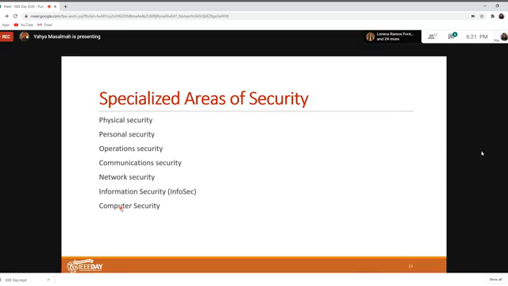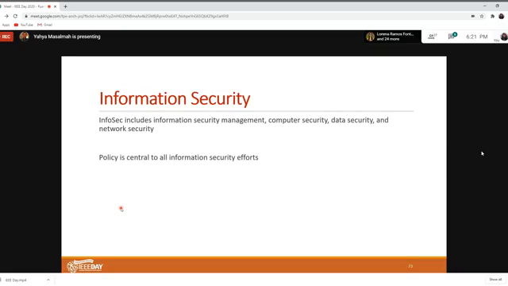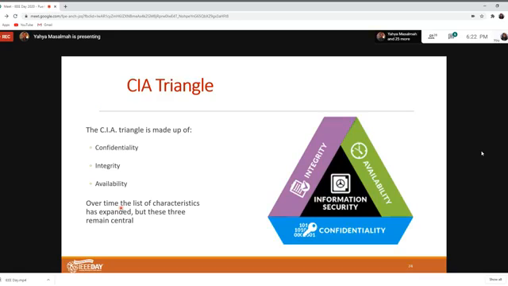Computer security. Information security: since we are talking about data, when we are protecting, we have to know about information security. It includes information security management, computer security, data security, and network security. All the businesses or groups, the investigators, should have a policy for information security efforts, and they have to be able to have certain protocols that help them to deal with the situation, the attacks, before, during, and after. This is very important.